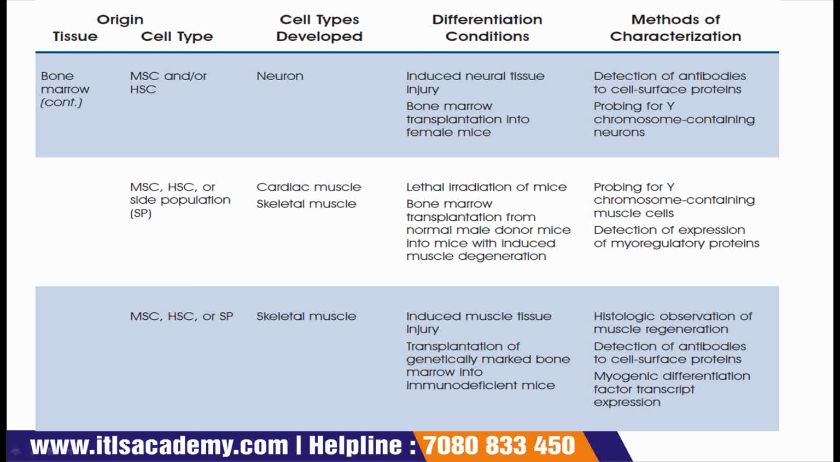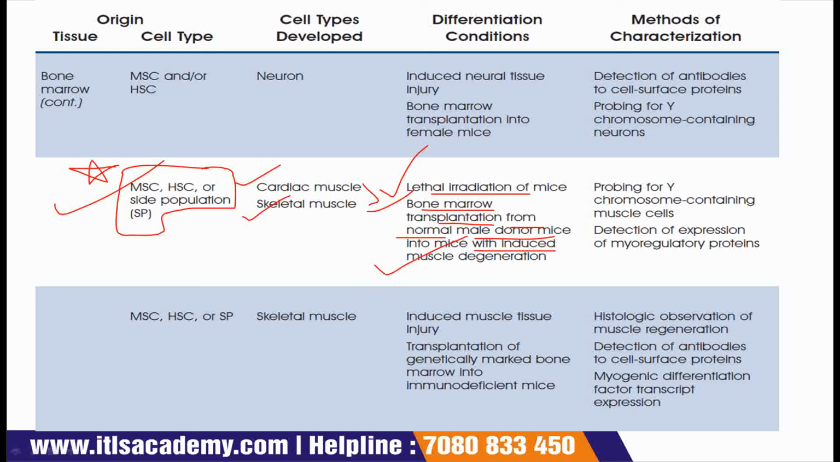Now we are going to see cell types contain mesenchymal stem cell, hematopoietic stem cells and side population. All three kind of cells we have taken here. Cells developed from these all three cells is cardiac muscles and skeletal muscles. Conditions for these two cells are lethal irradiation of mice, bone marrow transplantation from normal female donor mice into mice with induced muscle degradation.